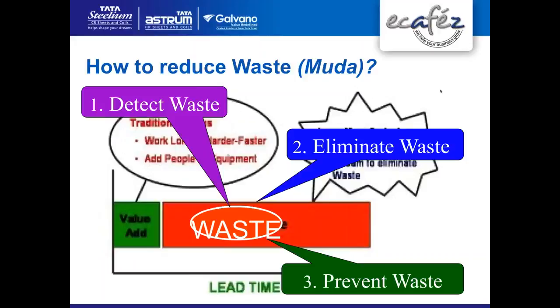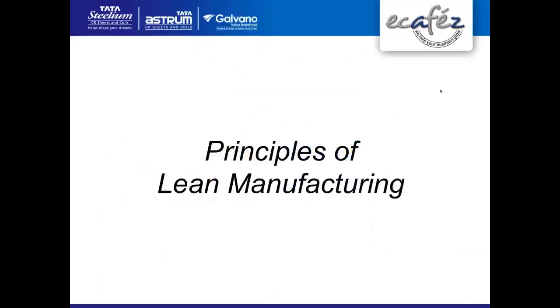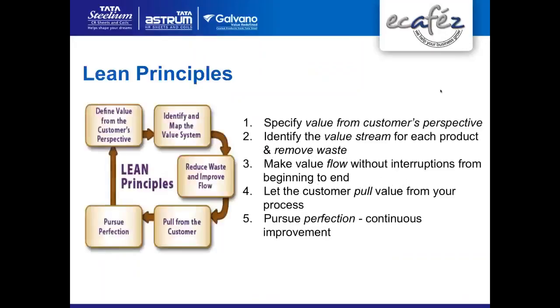So these are the three steps: detection, elimination, and prevention of waste, which must be practiced by companies to become globally competitive and achieve continuous growth of their products. How is it done? Based on the research of Toyota's working, the MIT professors codified their practices in five principles, which are the key to lean manufacturing. In fact, putting these five principles into practice is the implementation of lean manufacturing. What are these five principles?